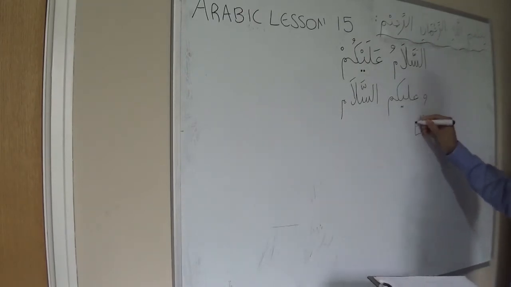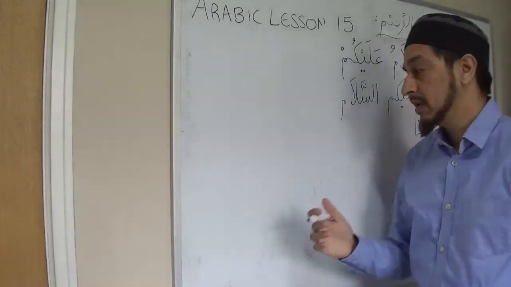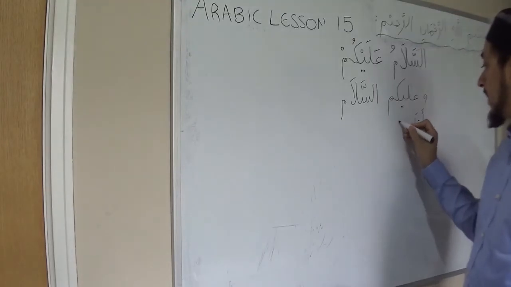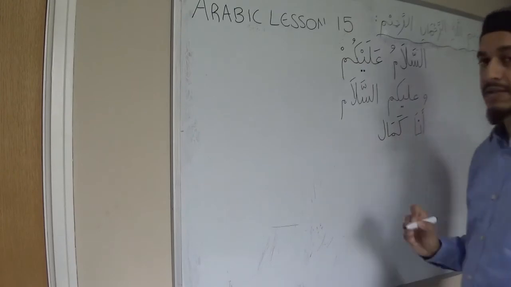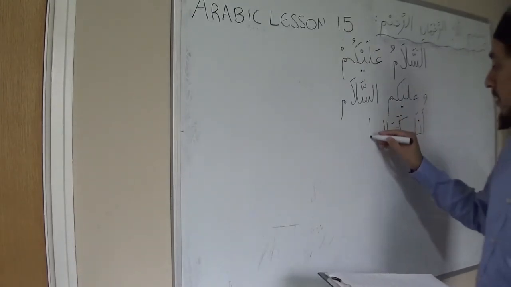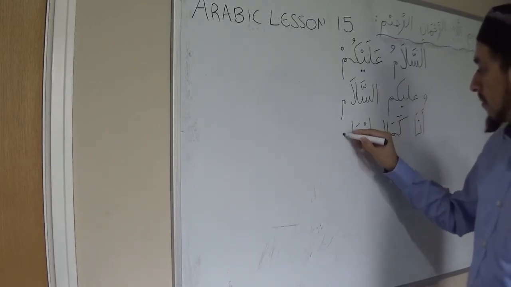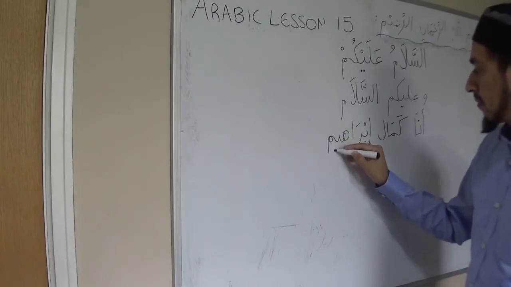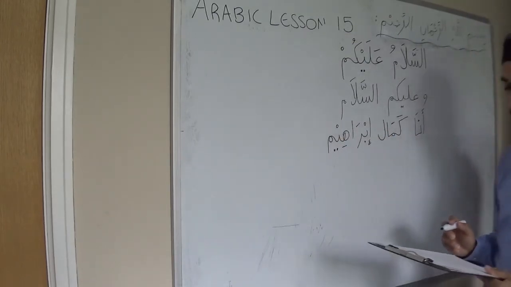Ana, so this is now using the pronoun, not joined to a dhamir, not joined to a noun. Ana, I am Kamal. My name is Kamal Ibrahim.